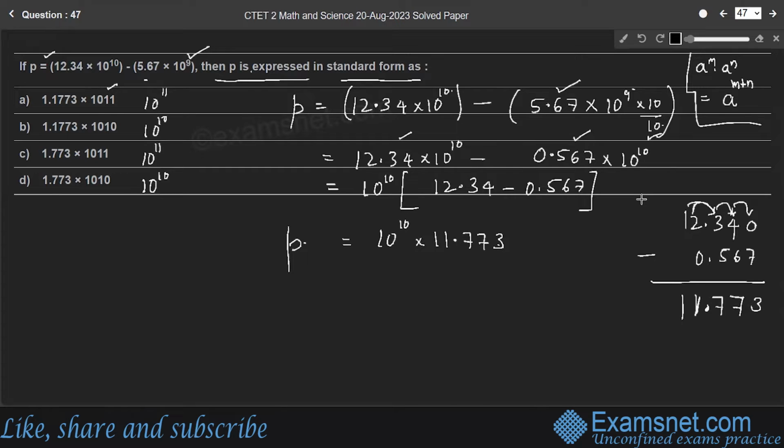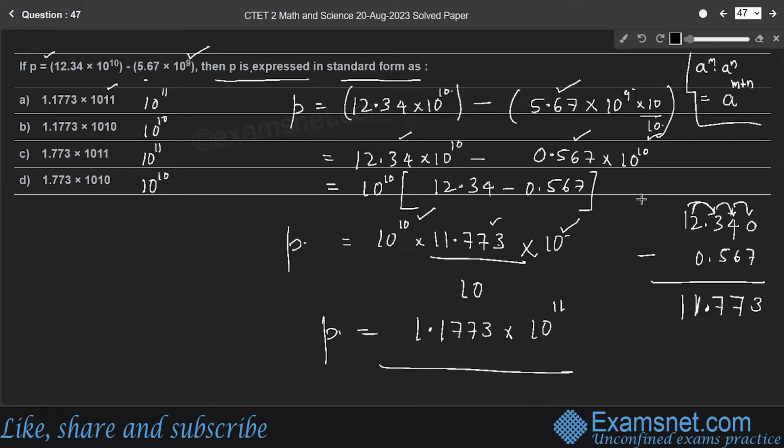Here the options are in terms of 1.1 something, right? Therefore, we'll divide the given number 11.773 by 10 and multiply it by 10 so that there will not be any change, right? Therefore, 11.773 by 10 becomes 1.1773 into 10 raised to 10 into 10 raised to 1, which becomes 10 raised to 10 plus 1, which is 11. Therefore, the standard form of P is 1.1773 into 10 raised to 11. Hence, option A is the right answer.